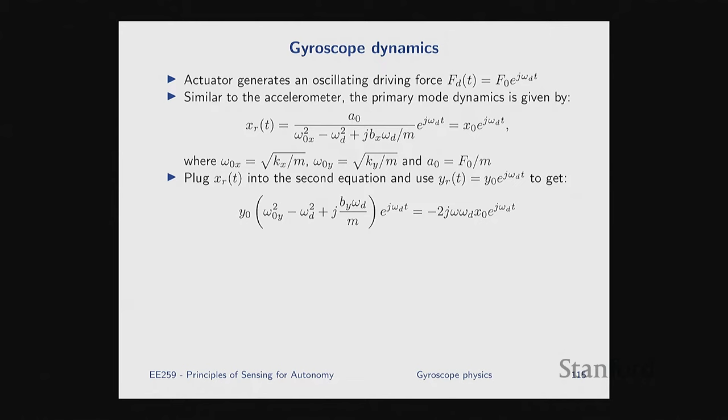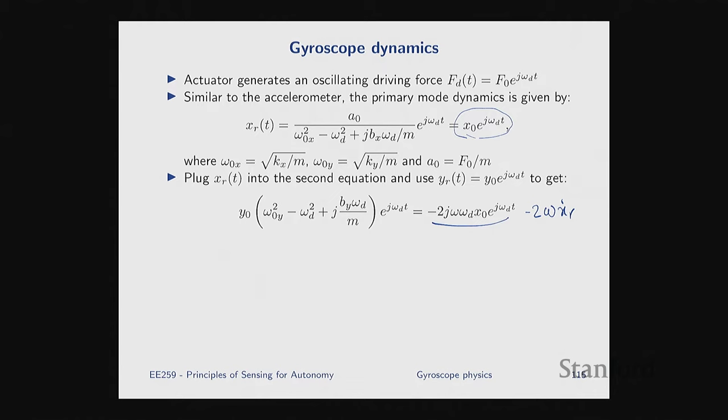You get this. So you get y0 times this term, which again should be familiar, omega 0 y squared minus omega d squared plus j b omega d over m, times our complex exponential, equals this thing on the right-hand side, that's just minus 2 omega x r dot, right? So what this is is minus 2 omega x dot r. So x dot r, if you differentiate this, you get a j omega d term, and you have the x zero, and that's what that is.